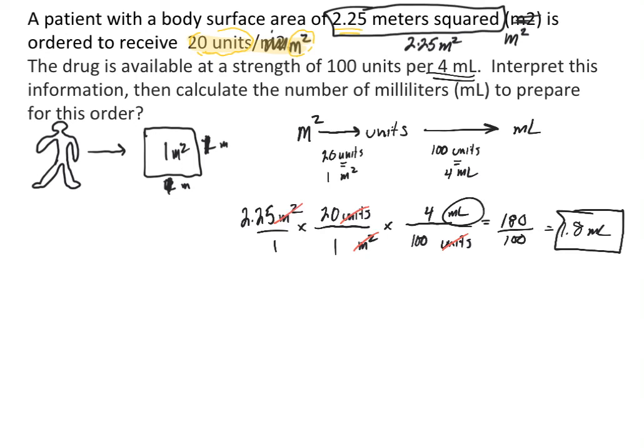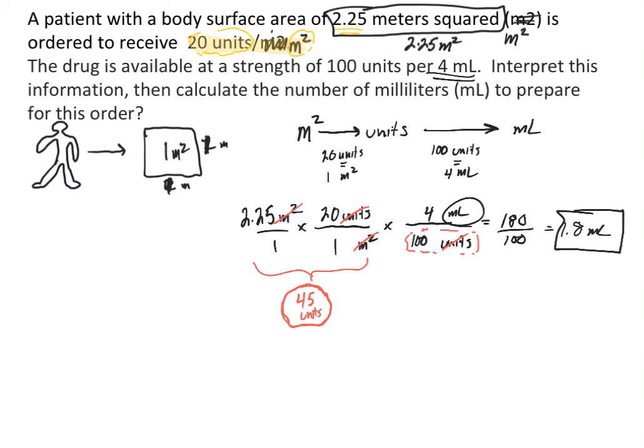Now, real quick, I want to stop. Maybe I'll just do this calculation first. If I just did 2.25 times 20, we get 45, and that is the total number of units the patient needs. They need to get 45 units. And this makes sense. There are 100 units floating around in 4 mL of this available medication, and they only need 45 units.